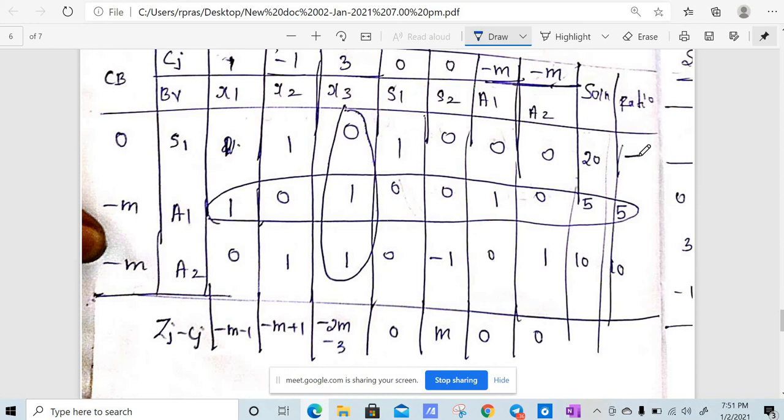That is, you can put a dash here because it is undefined. And 5 divided by 1, 10 divided by 1. So this is our key column, key row. So 1 is our key element. Already it is 1, so we don't need to do any operations here. And here it is already 0, so we don't need to do any operation. We can simply write that, and we need to make this element 0. That means I am going to subtract these two rows. So subtract these two rows, we have iteration 2.